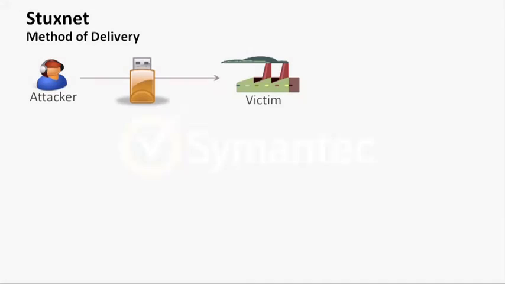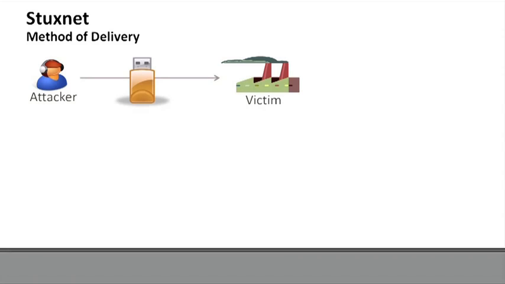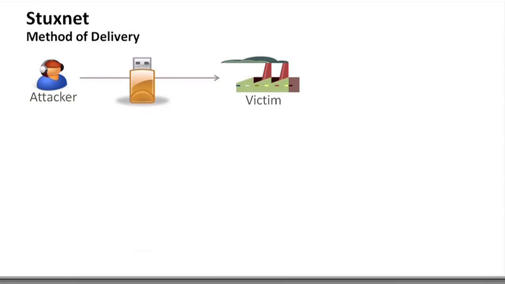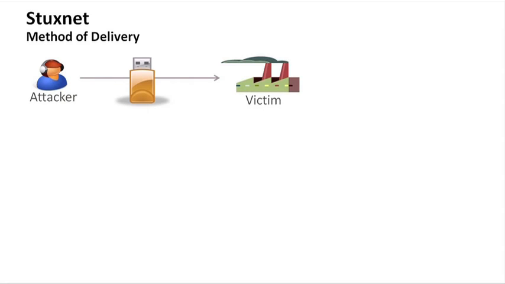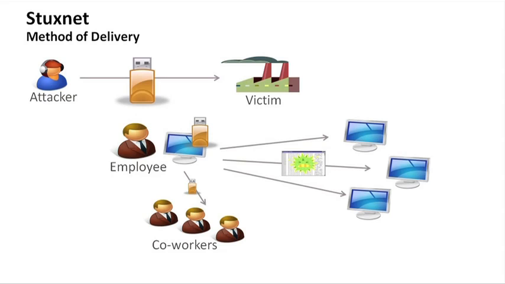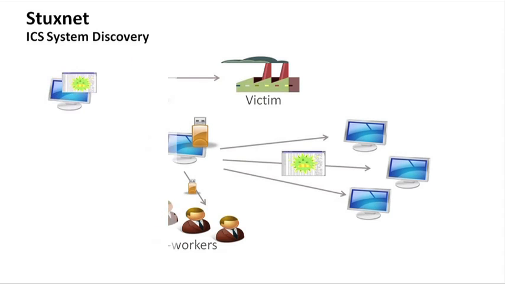Stuxnet is the first worm to target an industrial control system, such as a gas pipeline or a power plant. The attack likely started when an infected USB key was physically brought into the target environment, perhaps by an unknowing third-party contractor or by an insider. Once inside the environment, Stuxnet would infect an employee's computer. This employee would unknowingly spread it to other coworkers' computers when sharing USB keys. In addition, Stuxnet could spread on the local area network using network shares and 2 exploits.